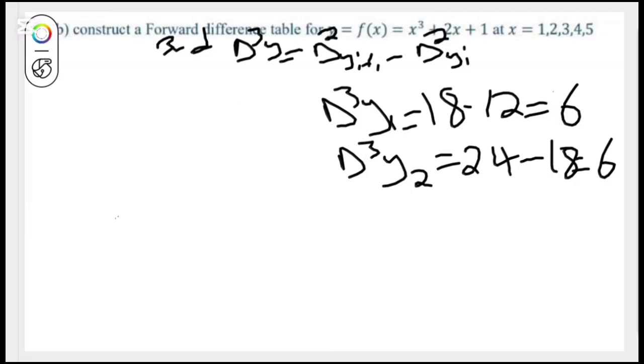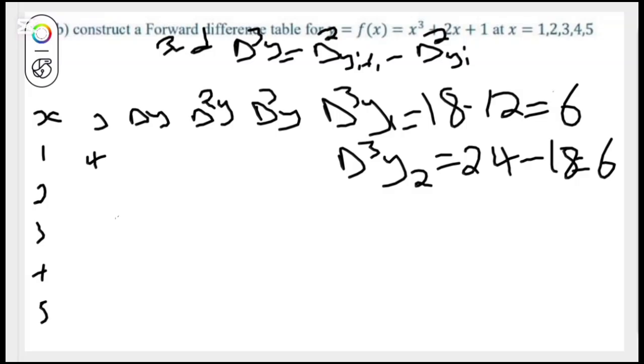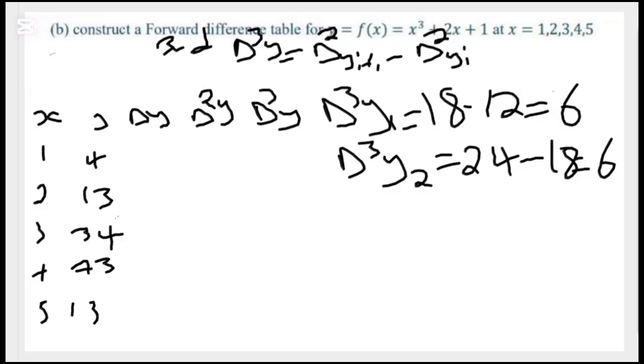So the table will now be: I'll have x, I'll have y, I'll have dy, I'll have d square y, and I'll have d cube y. For x, don't forget I have 1, 2, 3, 4, and 5. And for the value of y, don't forget my substitution. I substitute x equals 1, I get 4, and I get 13 for x equals 2, 34 for x equals 3, 73 for x equals 4, and 136 for x equals 5.